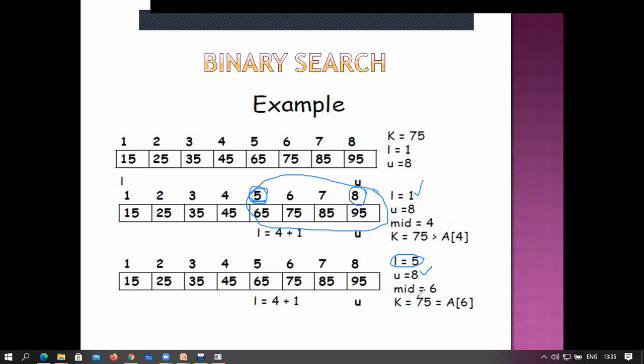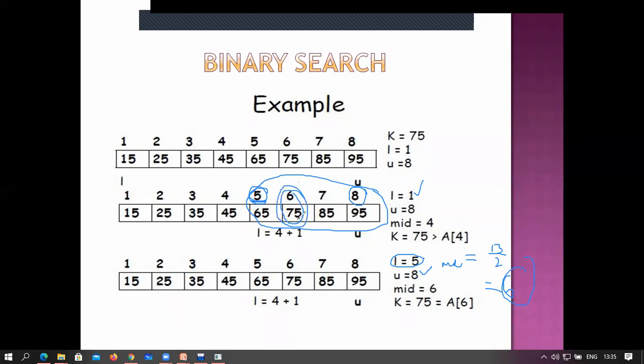Again find out the middle value. What is the middle value? It is 5 plus 8 divided by 2. So 5 plus 8 is 13 divided by 2. It is 6 point something. So I will take middle value as 6. So middle value is my 6. So I'm going to the sixth element.